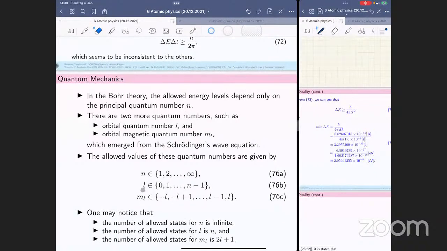For example, when your L is 0, of course, ML will be only 0. When your L is 1, your ML will be -1, and the next from -1 is 0, and the next from 0 is 1. So ML could be -1, 0, and 1.